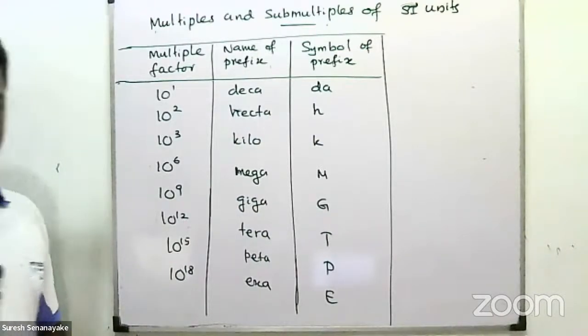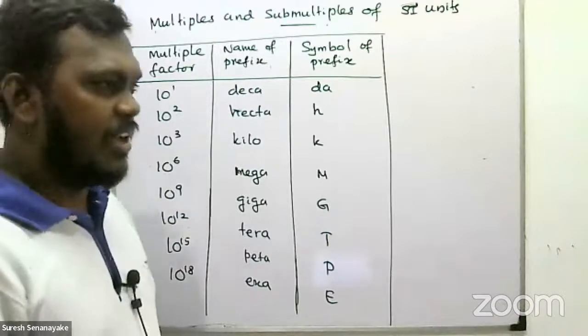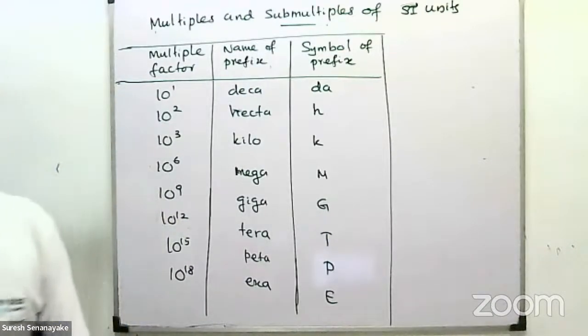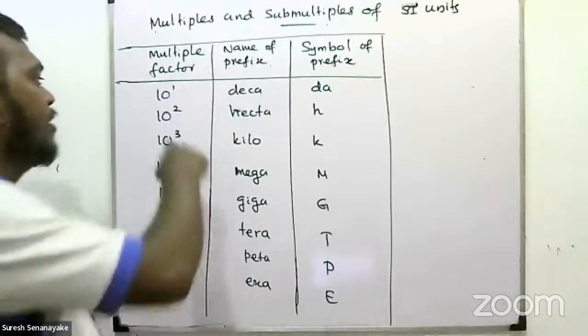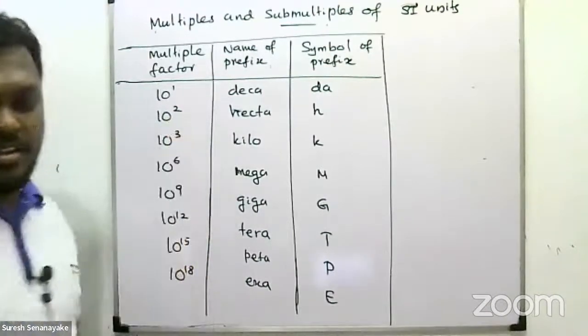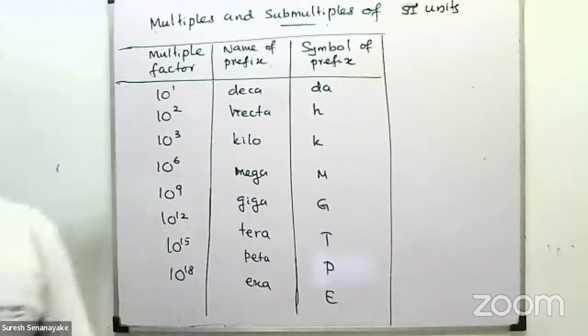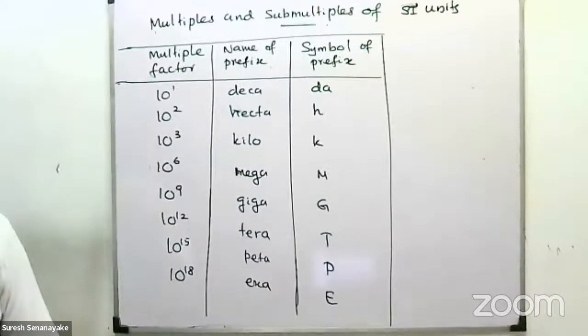The hecta you have heard, hectare. 10 to the 2 means 100. So the hectare means 100 yards. A 100 yard square area we call 1 hectare. Hectare.